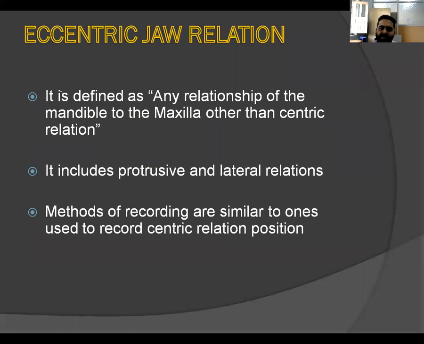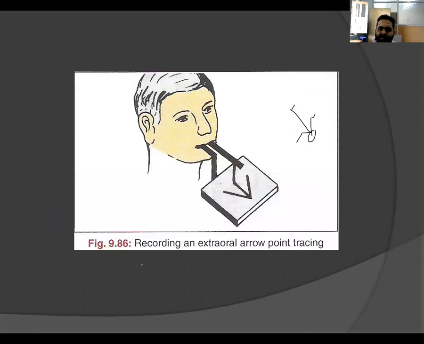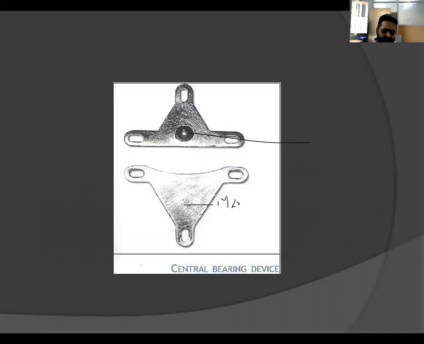And the eccentric movements: all the movements other than your centric are called eccentric movements. That can be your protrusive and the lateral relations. So basically, we don't record these movements. This is not present in the patient's mouth. So basically, this concludes the topic.